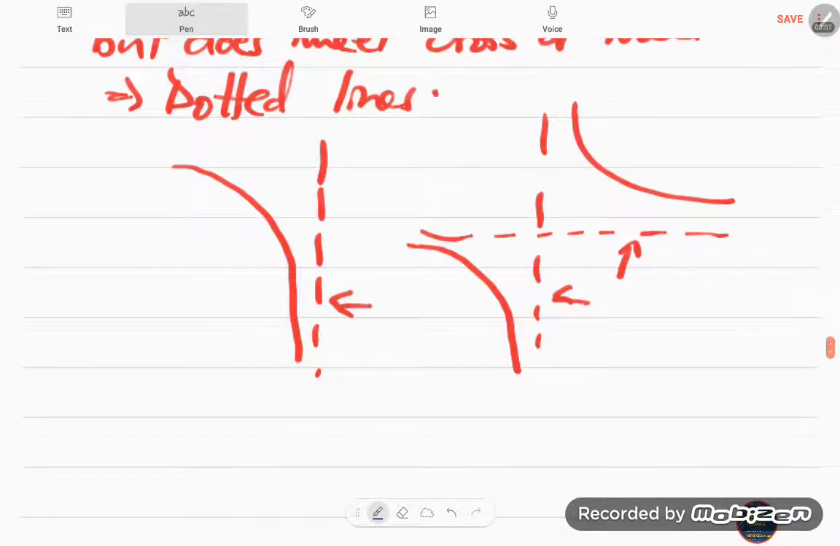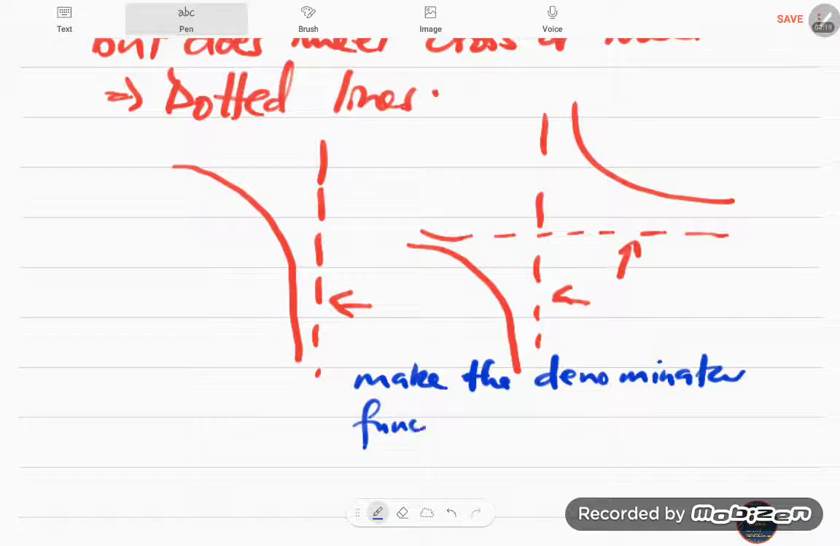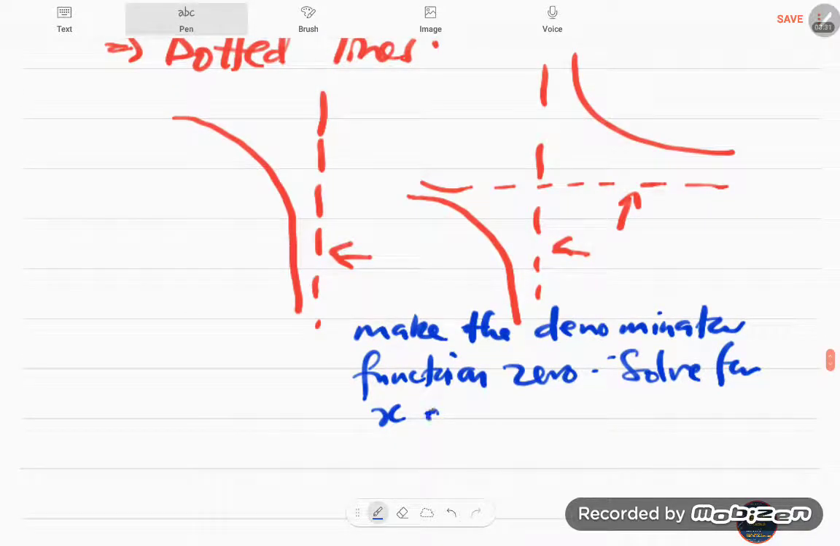And then for lines of asymptotes, usually these are found by saying make the denominator function 0, then solve for x. So then solve for x or for y. This way you'll be able to get both asymptotes, which are either the x one or the y one. Like this one is the x asymptote and this one is the y asymptote.